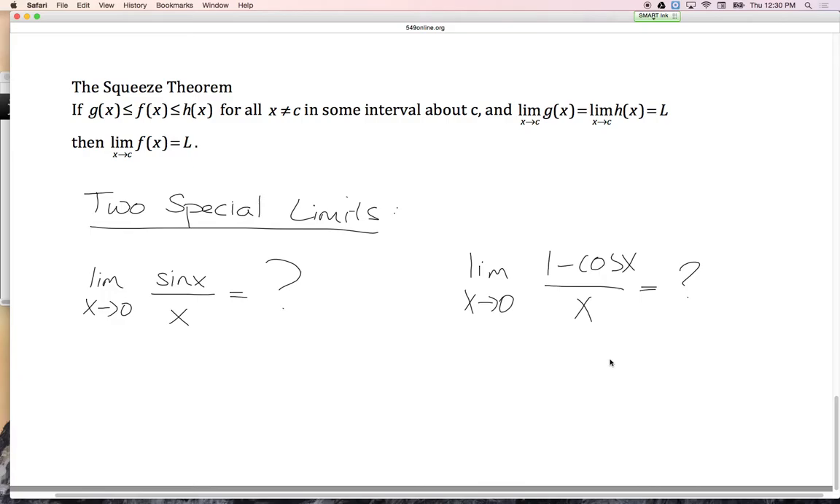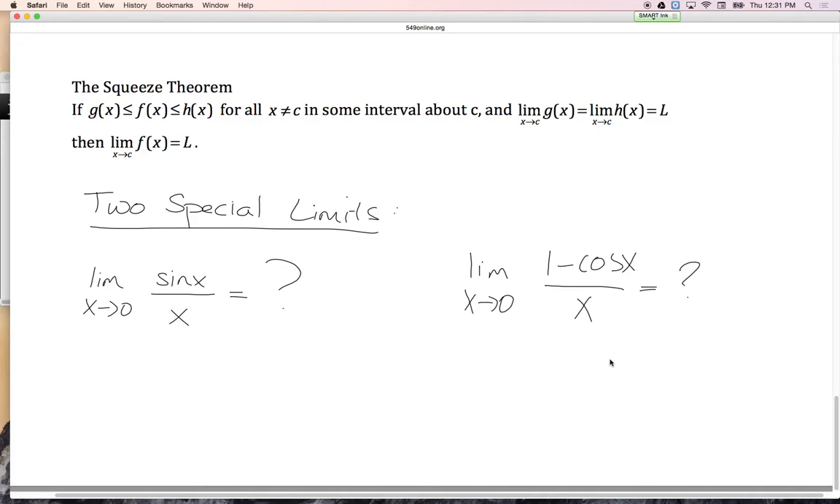Essentially, you have to set up some kind of an inequality, and that's why it says here, if g of x is less than or equal to f of x, which is less than or equal to h of x, in other words, if f of x is between g and h, for all x except c, in some interval about c, then if the limit as x approaches c of g of x is equal to the limit as x approaches c of h of x, which is L, then f of x has to take on the same limit value. That's what the squeeze theorem is.